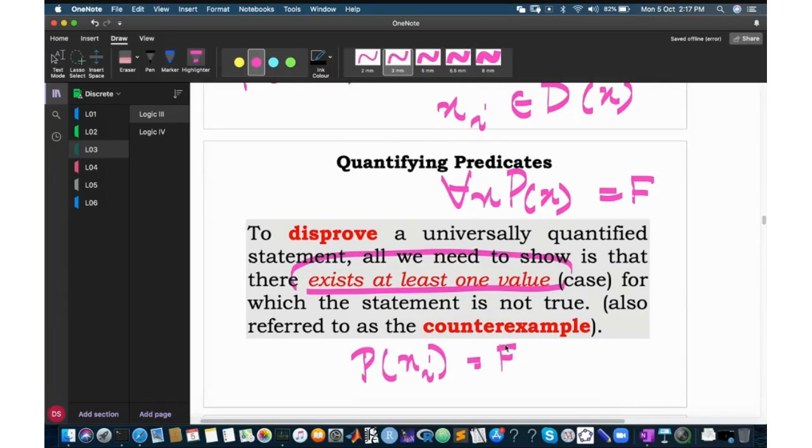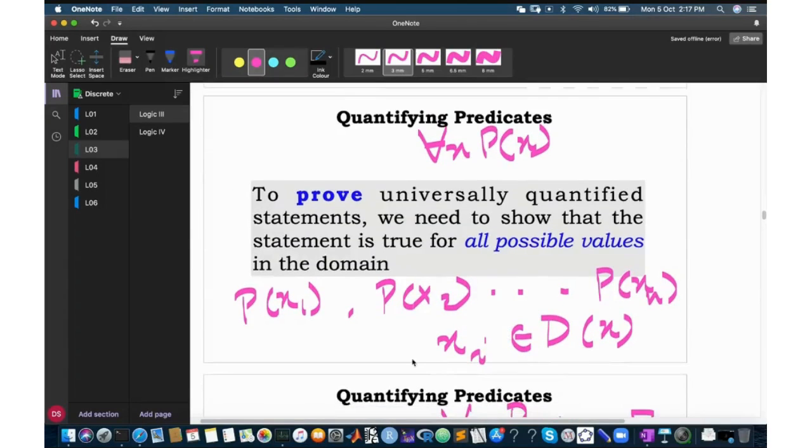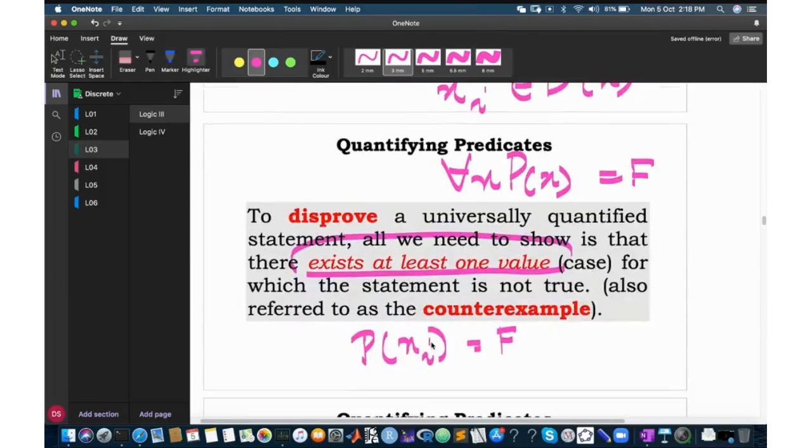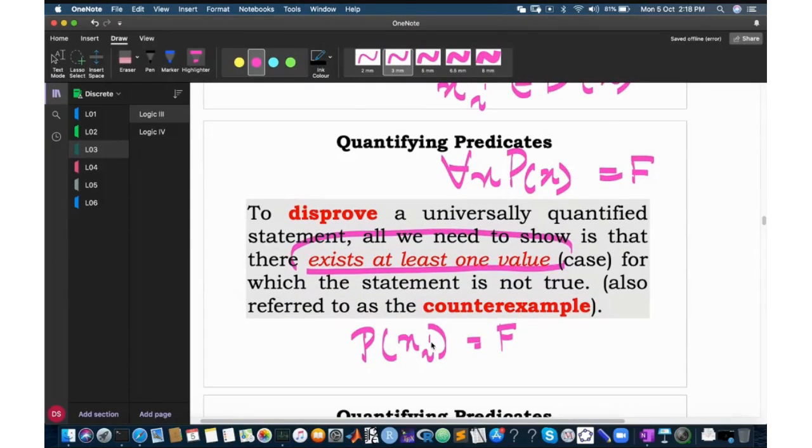So if you want to prove this true, you are going to have to prove it true for every instance or every point in the domain of your variable. But if you want to disprove the statement, if you want to show that the statement is wrong, all you need is to show it false for only one value in the domain of x. Does this make sense? Are we good?